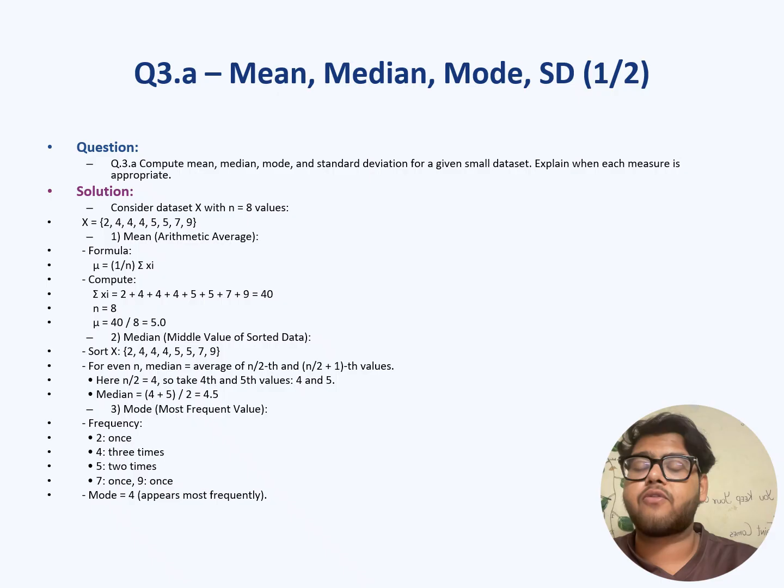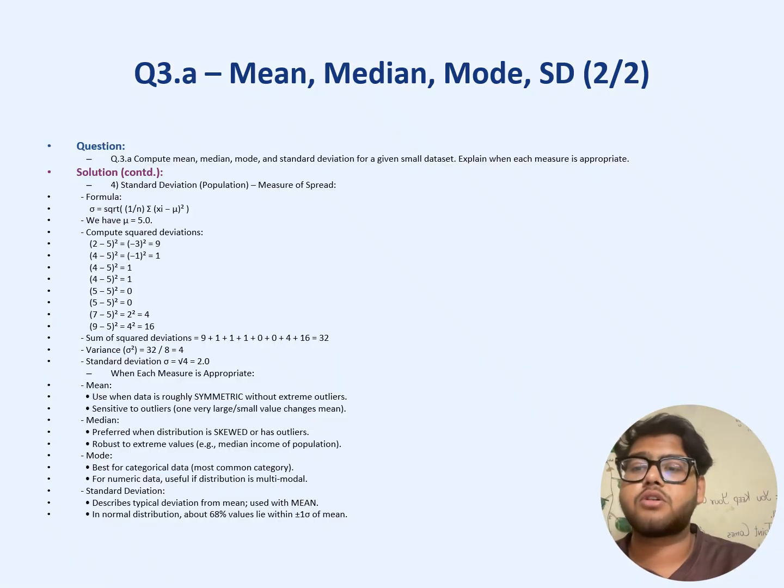Third, we have to solve for the mode using frequency. The mode is the most frequent value. The value 2 is repeated 1 time, 4 three times, 5 two times, 7 once and 9 also once. So the mode will be 4, that appeared the most number of times.